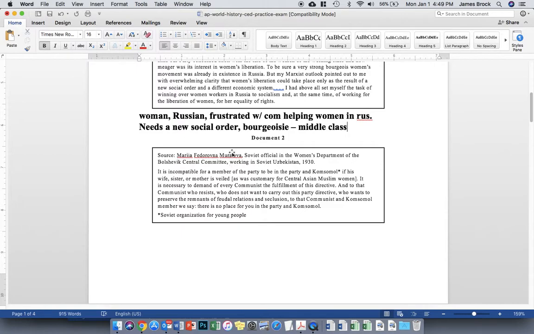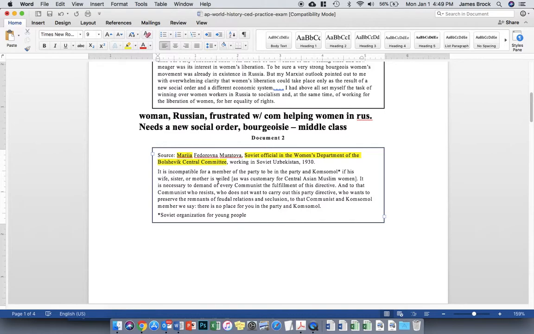Wow, this looks like another Russian name too. We've got a Soviet official in the women's department of the Bolshevik Committee. Marija. I'm going to say that's probably a female. Let's see what it says here.